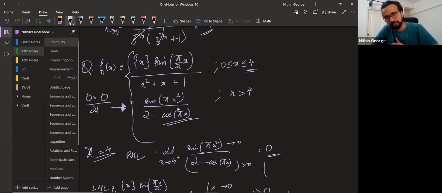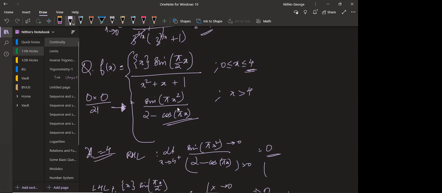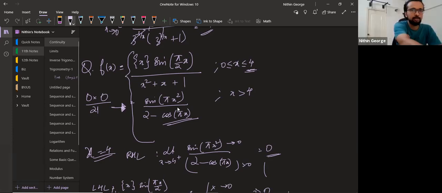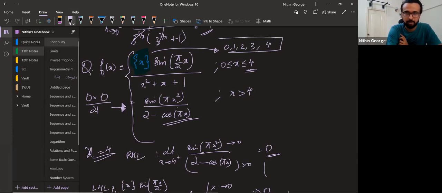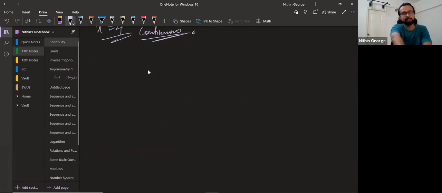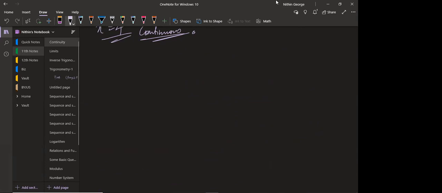Guys, are you following? Yes, sir. The fractional part of x is not continuous, so we have to be careful at the points where the fractional part of x is discontinuous. Between 0 and 4, the fractional part of x will be discontinuous at 0 itself, at 1, 2, 3, and at 4. We already checked 4, so we are not checking it. The remaining points, 0, 1, 2, 3, we'll start checking now. Got this, guys? So start checking at 0, at 1, 2, and 3.